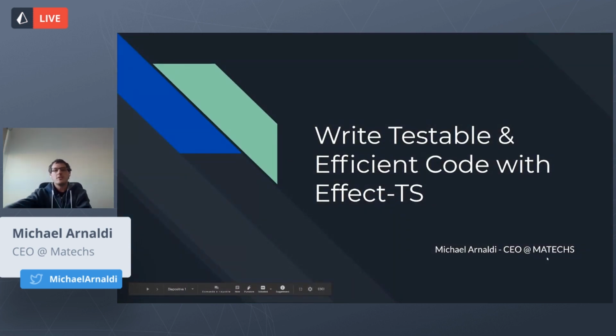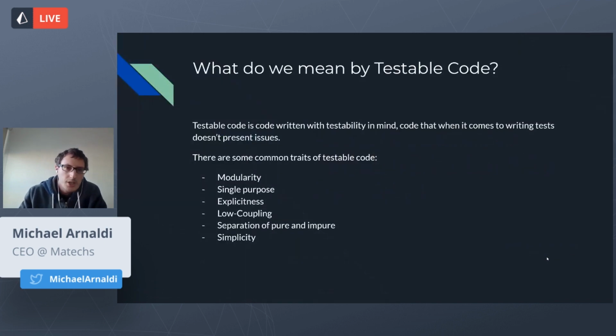The talk is called Write Testable and Efficient Code with Effect TS. What do we mean by testable code, and why the keyword efficient? Usually efficiency and testability are thought of as counterposed things. Something is either testable or efficient, but it doesn't have to be that way. Things can be really efficient while being testable if architected properly. So this talk is about shedding some light on how to achieve that.